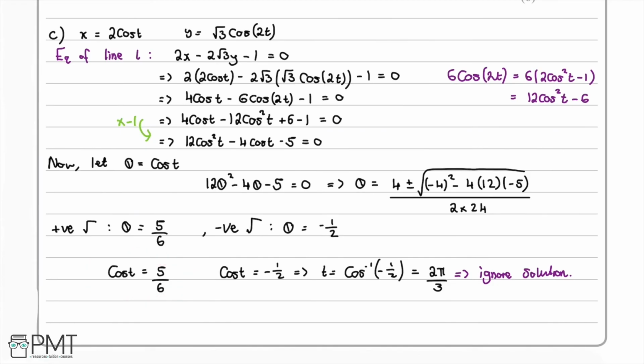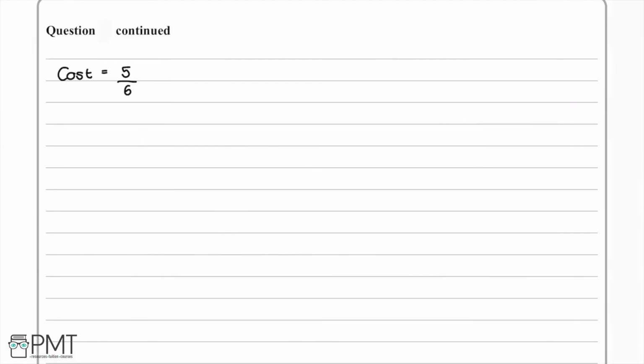So let's now see what we can do to find the exact coordinates of Q. Remember, we've already ignored cos t equals negative a half, because this already corresponds to the P coordinate from the previous part of the question. Now we want to find the coordinate x and the coordinate y. But we already have that x is equal to 2 cos t, and that y is equal to root 3 cos 2t. So we can substitute cos t equals 5 over 6 into these equations.